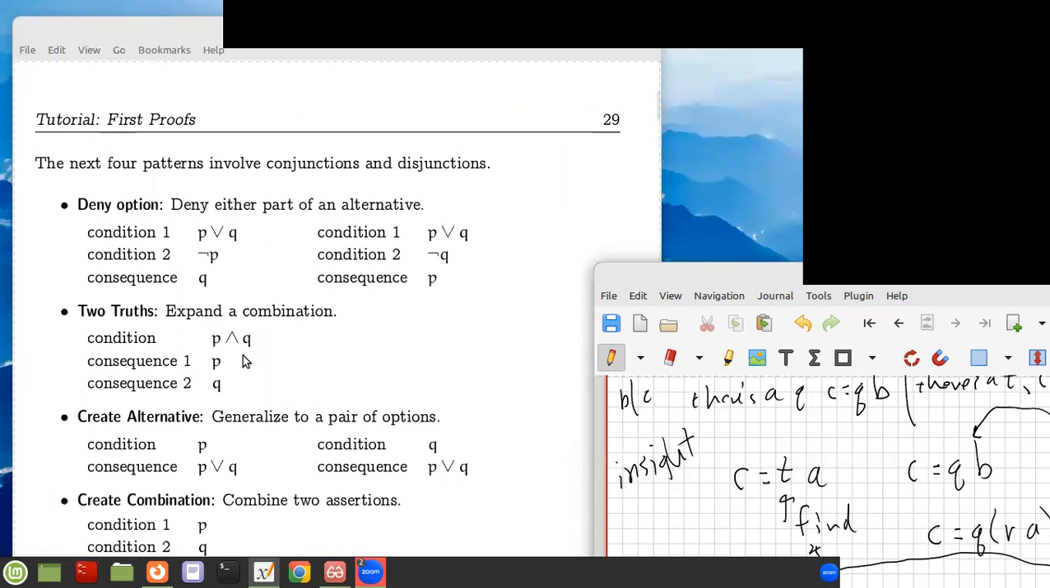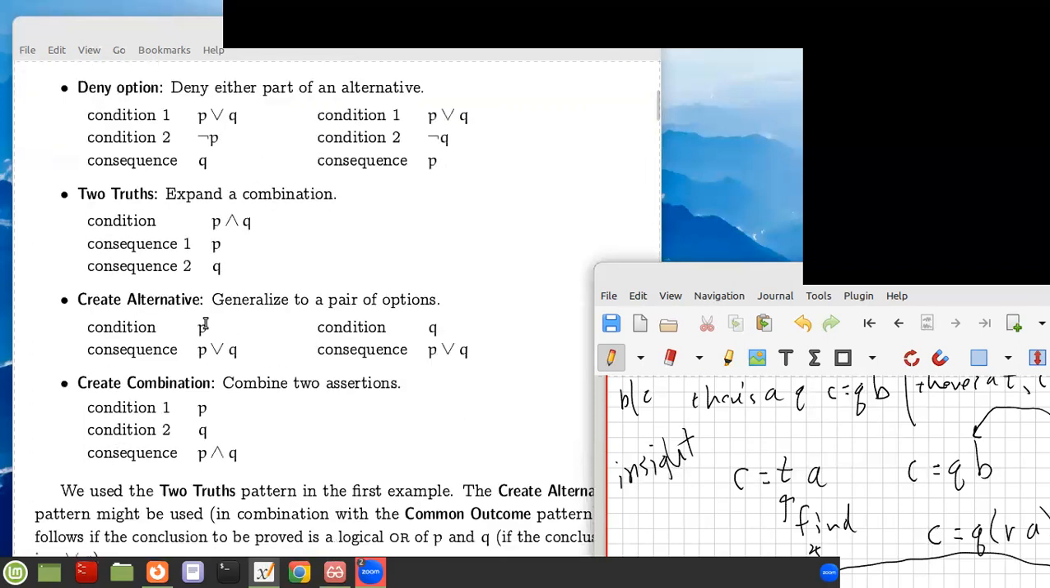So that's this first one, and this one was the one that we used in the proof above. If it is raining and it is cold, then you can conclude that it's raining. And if you know it's raining and it's cold, you could also conclude that it's cold. You can sort of take apart each one of these. And we use this in the linear systems one.